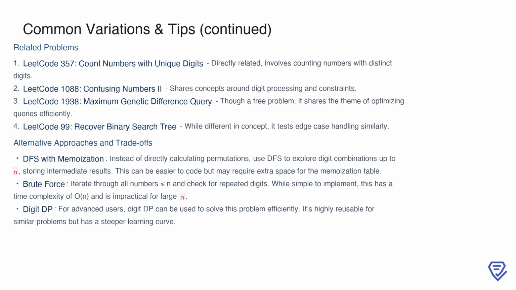This method explores digit combinations recursively and stores intermediate results, making it easier to code, though it requires more space for the memoization table. Another option is brute force, which iterates through all numbers up to n and checks for repeated digits. While simple, this approach is highly inefficient with a time complexity of O(n), so it's better suited for small values of n. For advanced users, digit DP is a powerful technique that solves this problem efficiently and is reusable for similar problems. However, it has a steeper learning curve and might not be ideal for beginners.